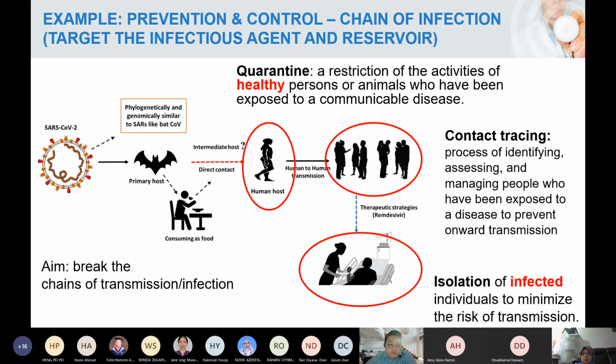Okay. If exposed, contact tracing. It is the process of identifying, assessing and managing those who are exposed, to prevent transmission.